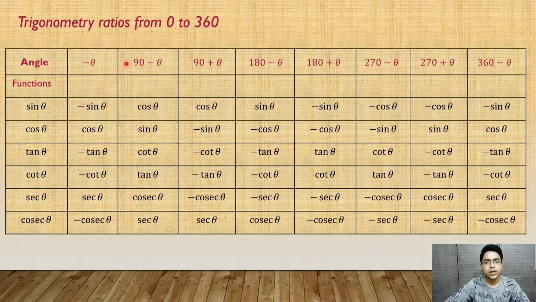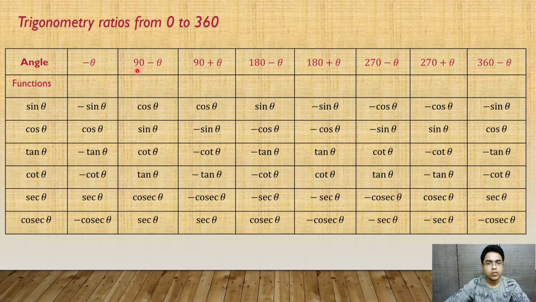But for 90 minus theta and 270 minus theta, 90 plus theta and 270 plus theta, the values change. Here sine gets converted into cos theta, and cos theta gets converted to sine theta. Similarly, tan theta gets converted into cot theta, and cot theta gets converted to tan theta, and further sec theta gets converted to cosec theta, and cosec theta gets converted into sec theta.